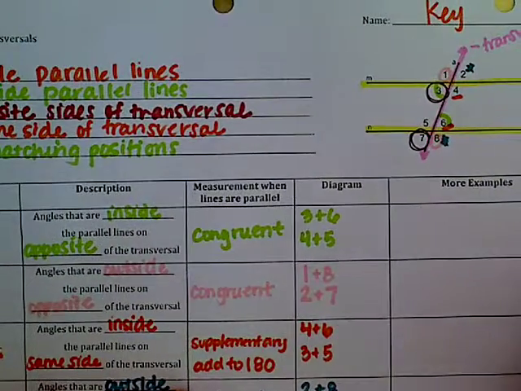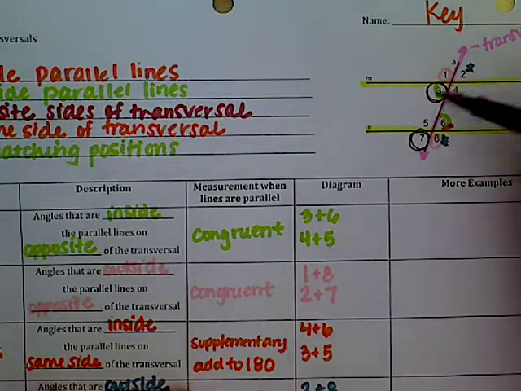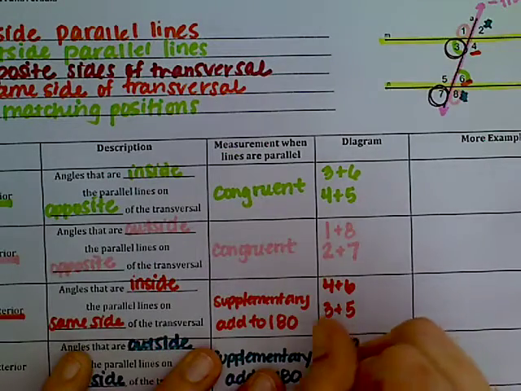Another example I could write is 1 and 5. If 3 and 7 are corresponding, 1 and 5 are both on top of those, so those also have to be corresponding.